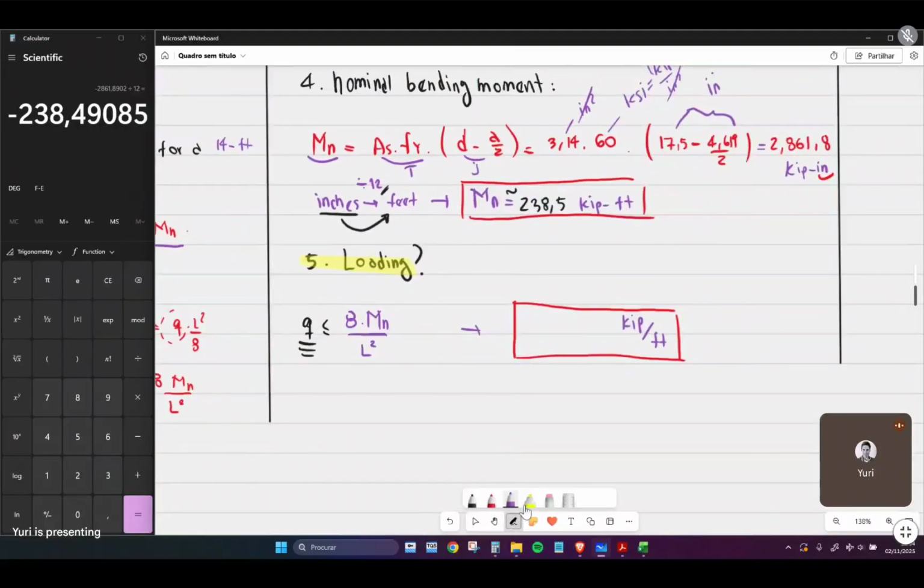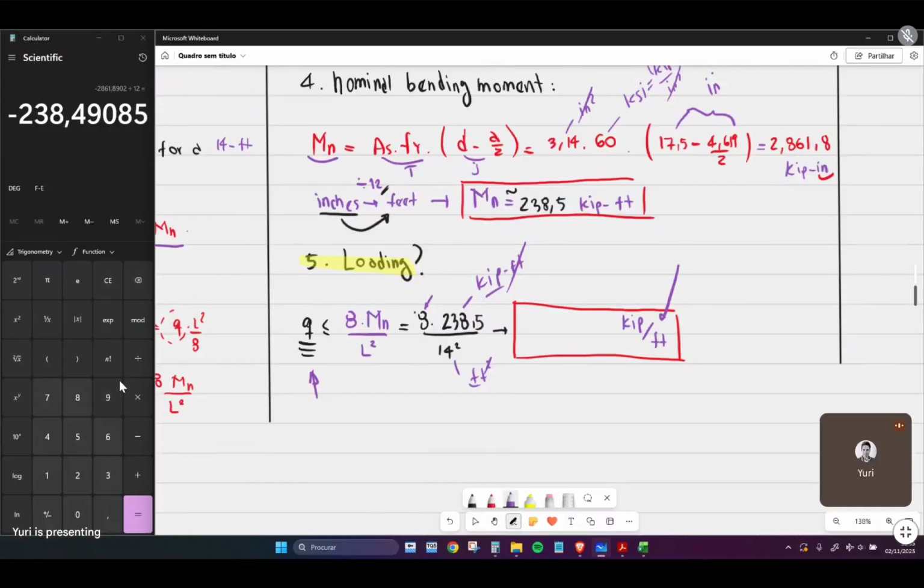Calculating this, let me just erase this for a bit. We have here 8 times 238.5 divided by 14 squared. Check the units again. This is in kips per foot, this is in feet squared, and this is unitless. So foot cancels with foot, and you have kip divided by foot, which is right here. Usually that's the unit in which we assess uniform distributed loads.